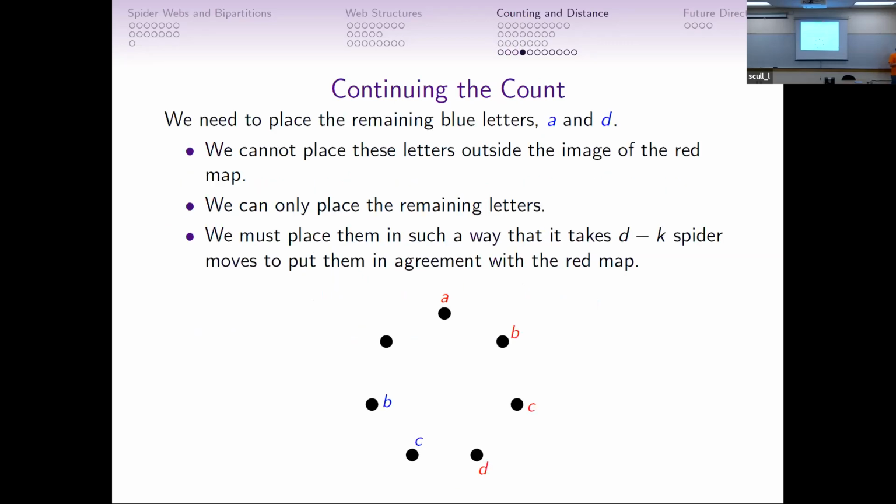We've got to place a and d. We can't place them outside, our k was 2, we already have 2 outside of our red image, so we've got to place them within the red image. And b and c are essentially not a factor anymore. But we do have to place a and d so that it takes 2 spider moves to get them fixed. So that when you add that to the 2 from our k, you get the 4 that we're aiming for. So do these constraints seem familiar?